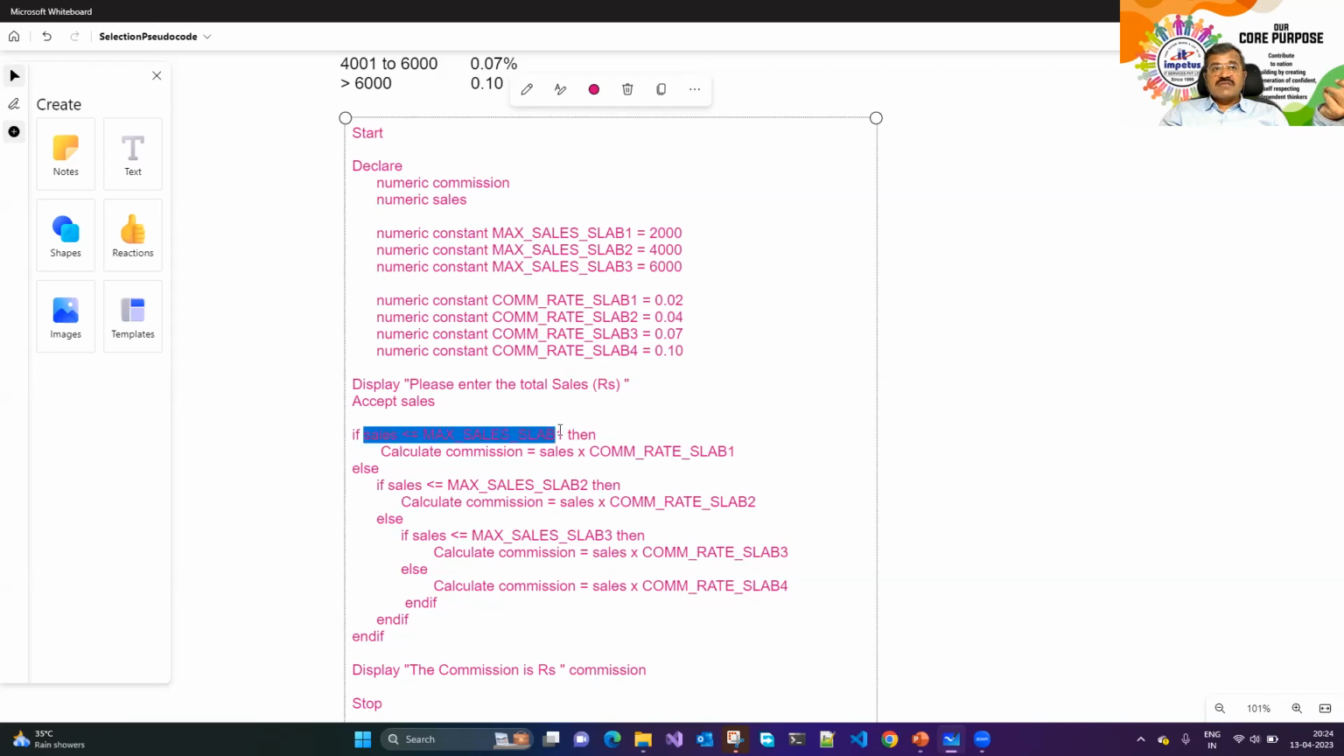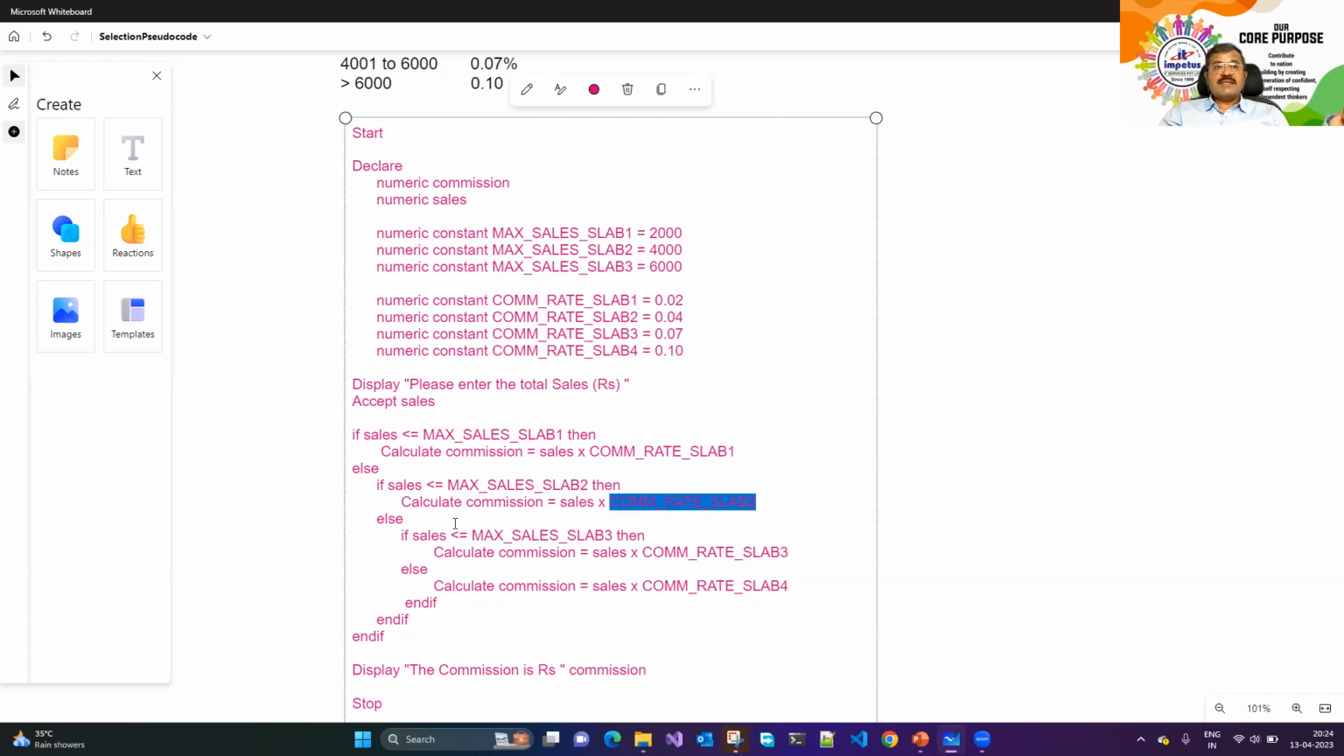The first condition is false. That means sales less than or equal to 2,000 is not true. That means it is greater than 2,000. It is not less than or equal to, so it is greater than 2,000. So it is greater than 2,000 and less than or equal to 4,000. Then I'll give a commission of 4%.